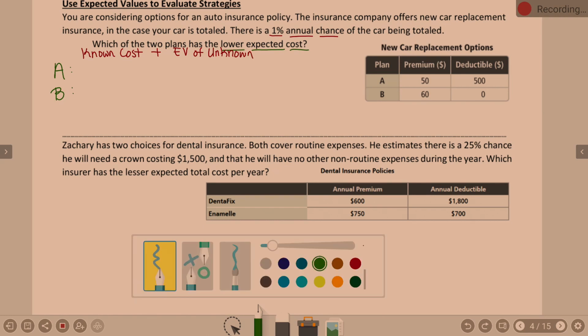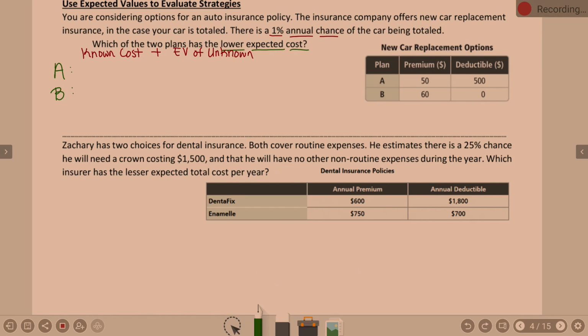So on A, the known cost is a premium of $50. And if you guys can't tell, I take these problems straight from the book. I really wish I knew. It just says it's premium. It doesn't say how often you pay it or what it's for exactly, but because I don't know how much you guys know, but car insurance, not that cheap.